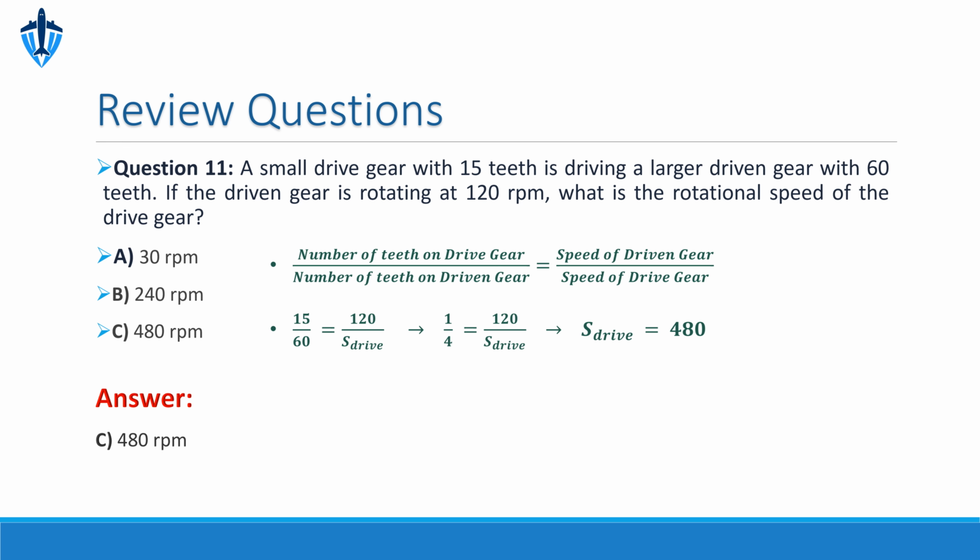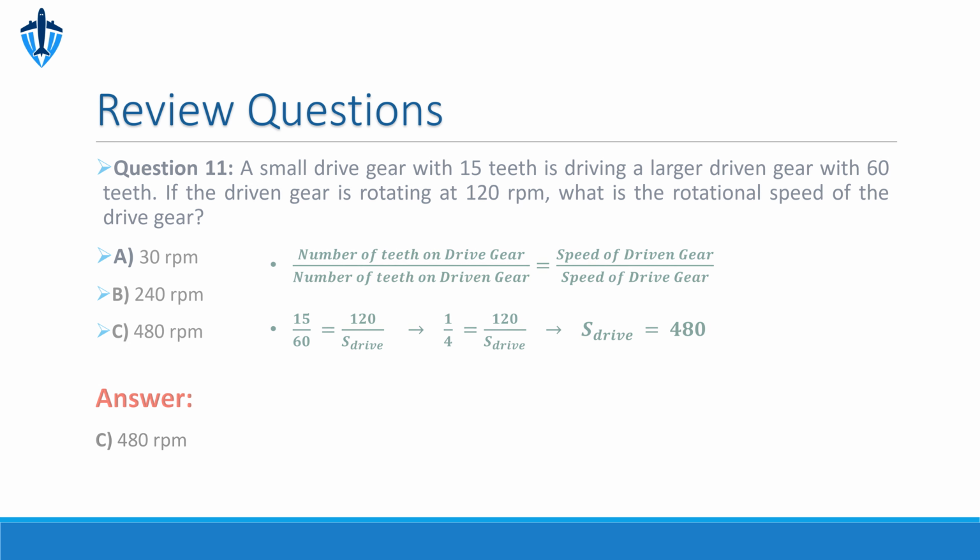So the equation becomes 15 over 60 equals 120 over S drive. First, simplify the fraction 15 over 60, which reduces to 1/4. 1/4 equals 120 over S drive. Now, to find S drive, we can cross multiply. 1 times S drive equals 4 times 120. S drive equals 480. Therefore, the rotational speed of the drive gear is 480 RPM. This makes sense because the drive gear has fewer teeth, so it must rotate faster to drive the larger, slower-moving driven gear.